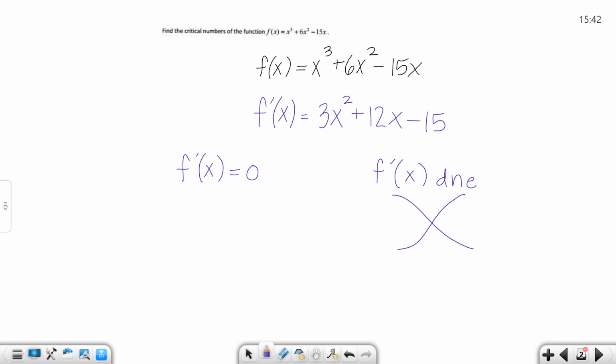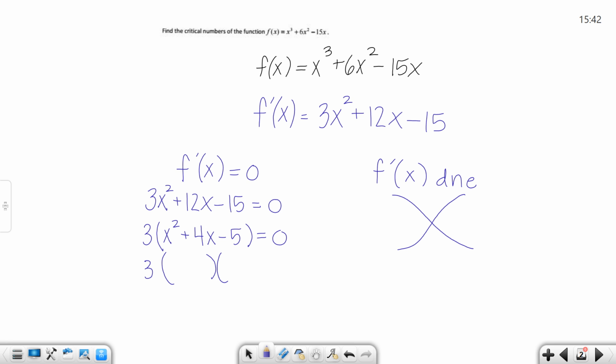We do have to worry about where it equals 0. So we're going to take 3x squared plus 12x minus 15 and set that equal to 0. When we're factoring this, we notice that they all have a factor of 3. So let's take that out. Once I factor out the greatest common factor, it becomes an easy trinomial after that. The factors of 5 that subtract to give me 4 are 5 and 1.